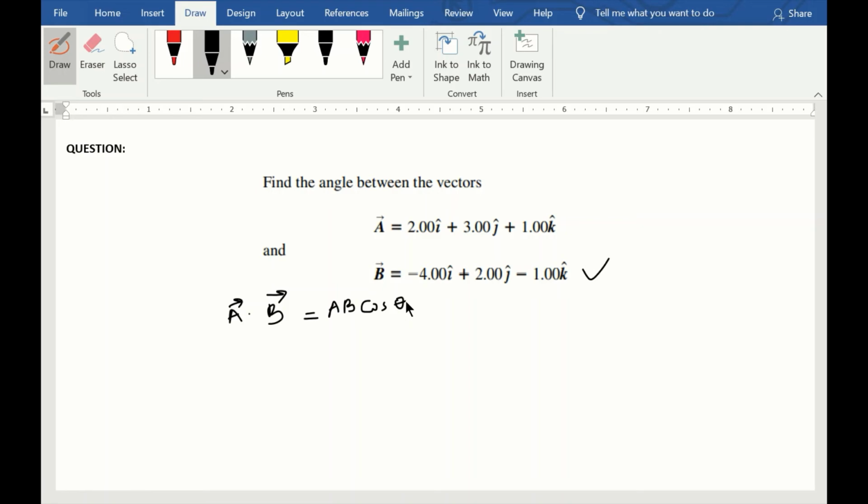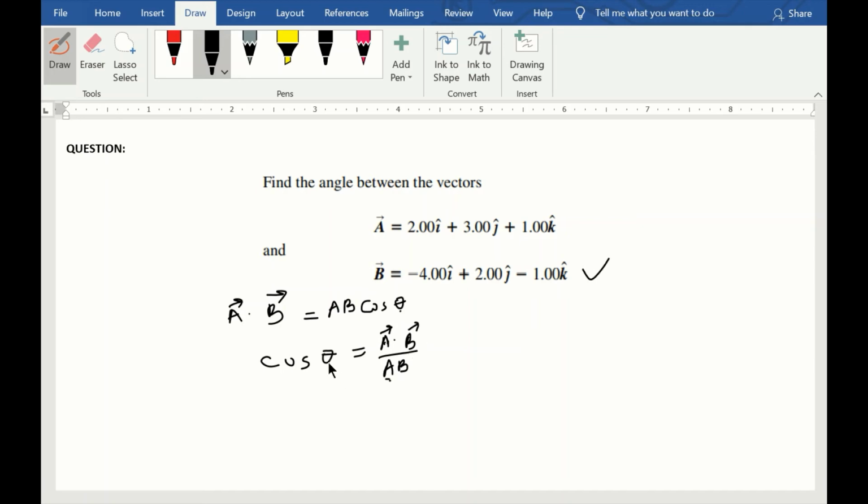Now, we have to find the angle theta. If you don't mind, we can transpose. When we transpose, we have cos theta equal to A dot B over AB. And please remember that this A is the magnitude of A, while B is the magnitude of vector B.